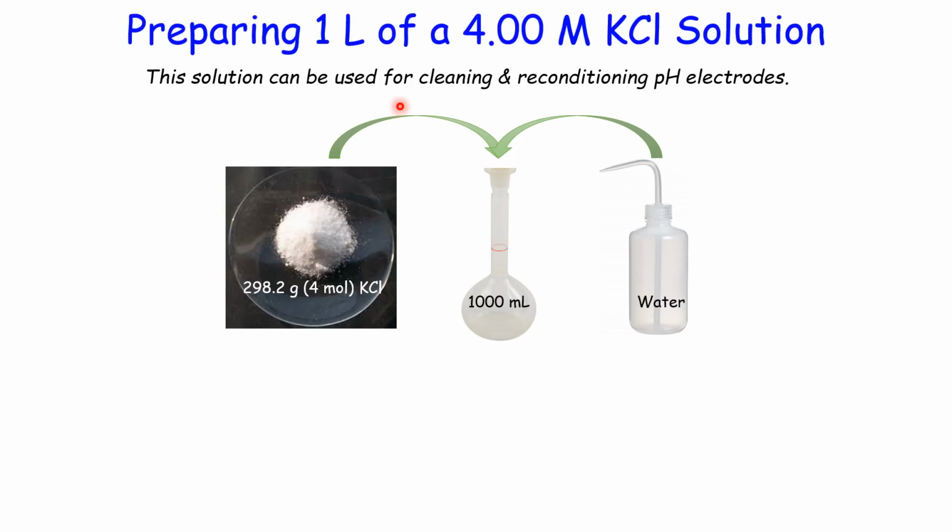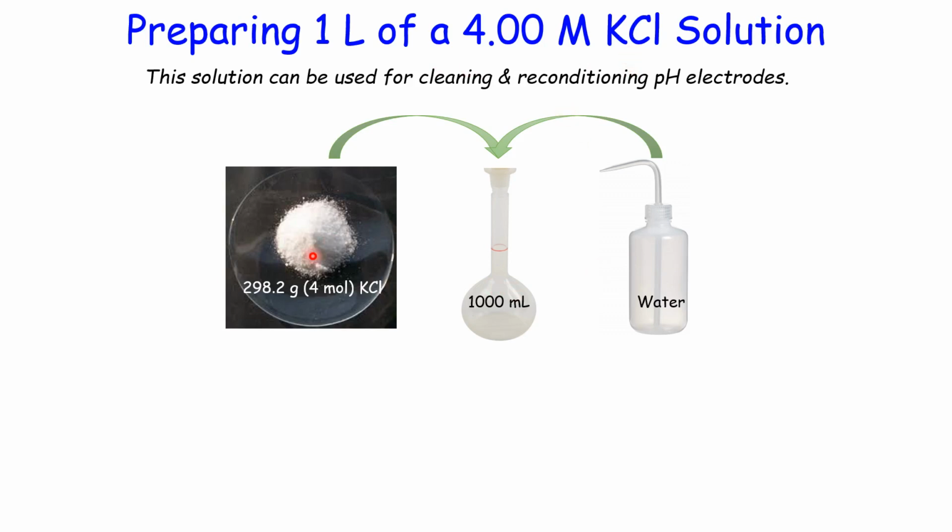How to make solutions? Here is an example of preparing 1 liter of a 4 molar potassium chloride solution. We use this volumetric flask, and here is the mark, which means when you add solvent till this mark, that's exactly 1 liter. Of course, preparing this solution, the solvent is water, and the solute is potassium chloride.